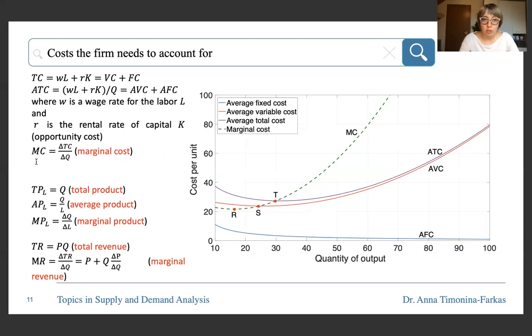Then we have marginal cost. This is just the difference in total cost with a difference in the quantity produced. And here it is very important to understand that actually marginal cost will cross all these cost functions, average variable cost and average total cost, at the minimum point. This is because as soon as marginal costs get higher than average total cost, the average total cost will start to increase because you add more to it.